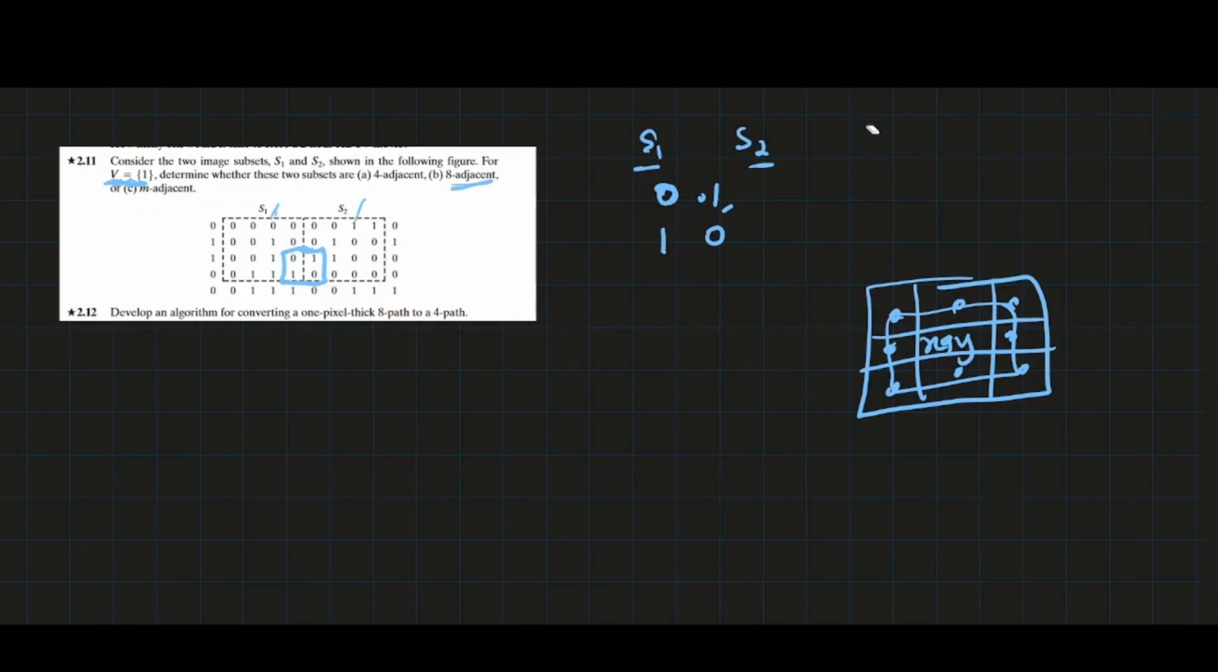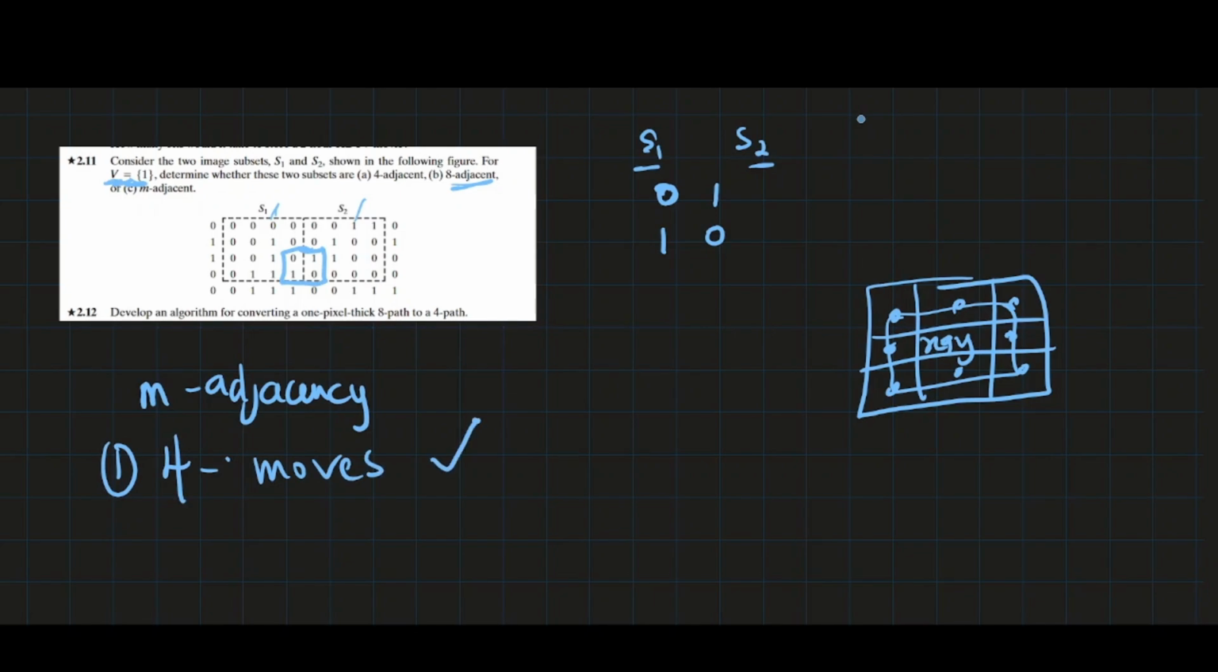Now M-adjacency is a bit tricky. M-adjacency allows all four neighbor moves, as long as they obey the set V. However, if you want to make a diagonal move, there's a rule. You have to ensure that the common 4-neighbors of point 1 and point 2 that you want to move between are not in this set V.